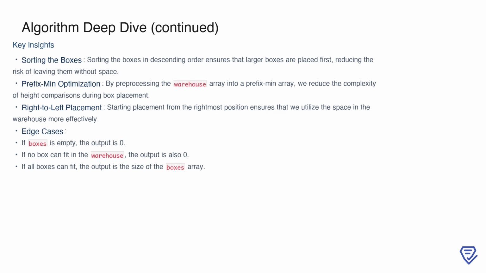It's also important to consider edge cases. For instance, if the boxes array is empty, the output is 0 since no boxes can be placed. Similarly, if none of the boxes fit into the warehouse, the output is also 0. On the other hand, if all boxes fit, the result will be the total number of boxes. These considerations ensure that the solution handles all possible scenarios gracefully.